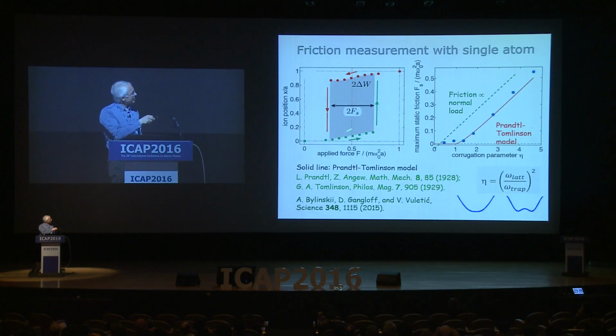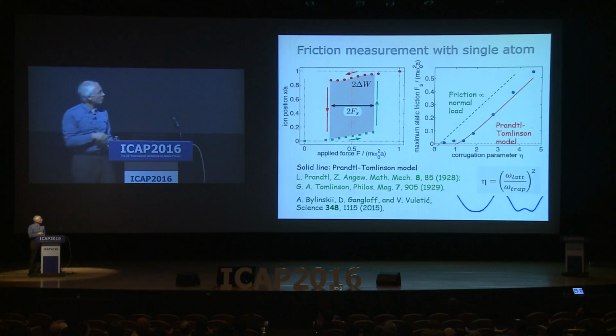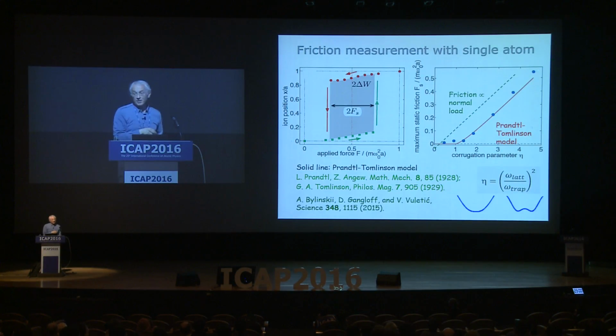Okay, so now we can plot either the area or the maximum static friction force, in this case the maximum static friction force, as a function of the corrugation parameter. Corrugation parameter is simply given by the ratio of the lattice vibrational frequency locally without the trap relative to the trap vibrational frequency. The corrugation parameter is proportional to the depth of the periodic potential of the lattice along this axis. So think of this axis as the depth of the periodic potential. And it's also equivalent, in a macroscopic system, to the normal load. So what you would expect from the macroscopic friction law is that the friction is proportional to the normal load, so you would expect a linear behavior like so. What we measure, and what also comes out directly from the Prandtl-Tomlinson model, is an approximately linear behavior but with an offset.